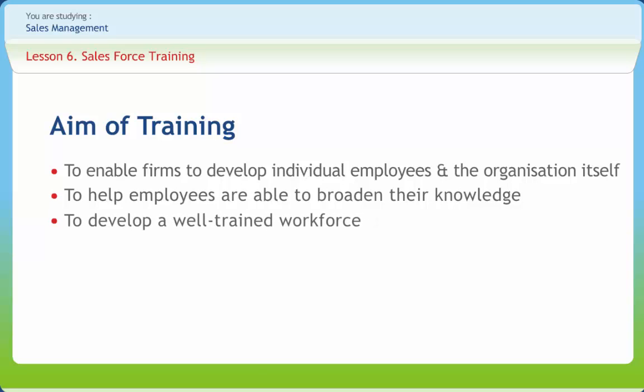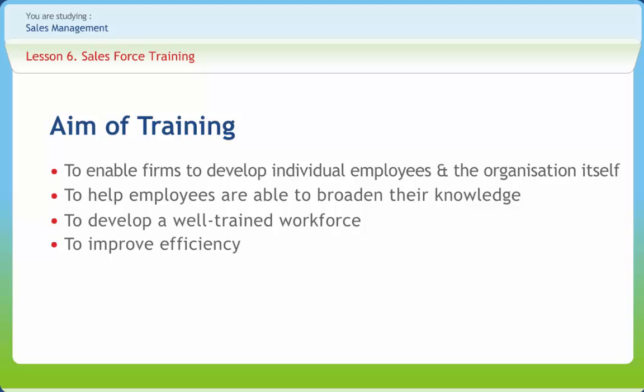Having a well-trained workforce is greatly beneficial for a company, as employees are likely to be more motivated and target-driven. Also, various jobs and tasks are likely to be carried out more efficiently if the workforce is highly skilled at what they do.